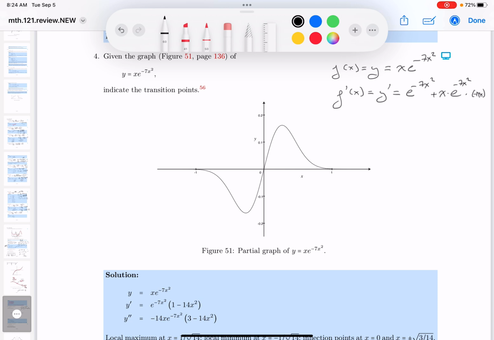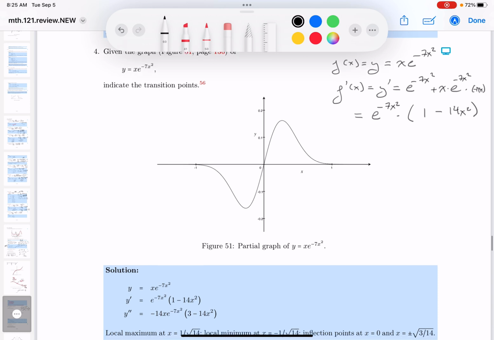I'm going to clean it up a little bit. I'm going to factor out e to the minus 7x squared. And then what do you get? You get 1 minus 14x squared. All right? So I'll get the second derivative in a moment, but the point is that I'm going to analyze this, and it's a first derivative, put down f prime.